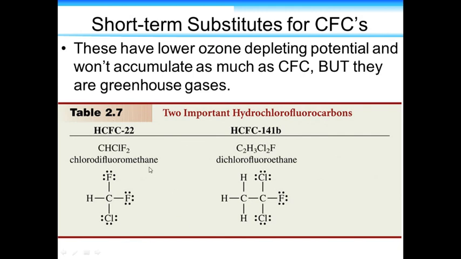So chlorodifluoromethane and dichlorofluoroethane are some of the replacements being used. They don't form chlorine radicals as readily, but they do influence global warming, and we'll talk about that in the chapter on global warming.